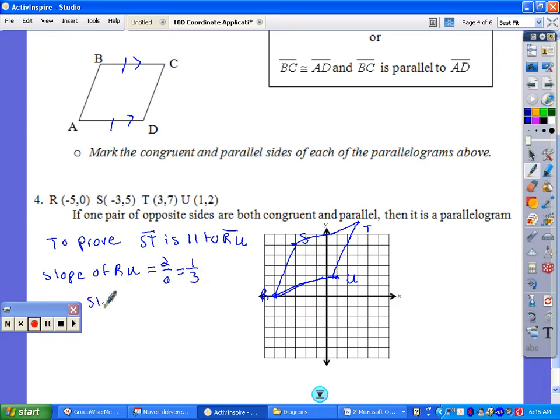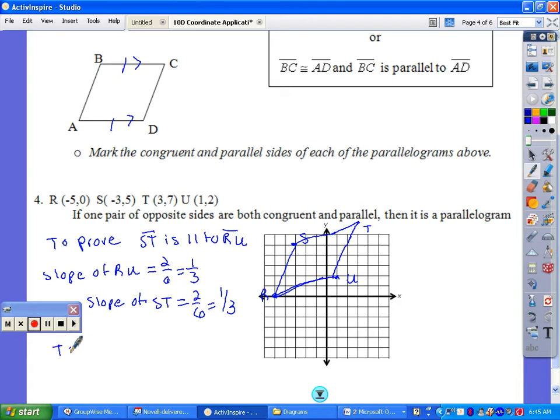And then the slope of ST, we go up 1 and then 1 more, 2, and then over 1, 2, 3, 4, 5, 6. So it's 2 over 6, which is 1/3. Again, you can use the slope formula if you prefer. So those slopes are equal, so we know that they're parallel.